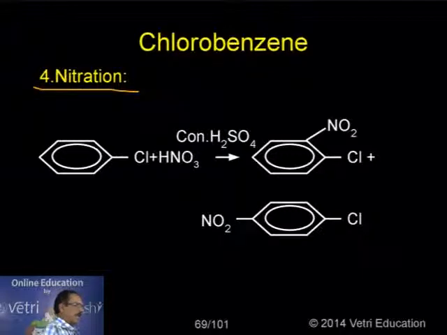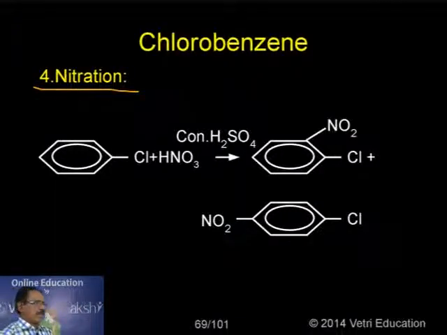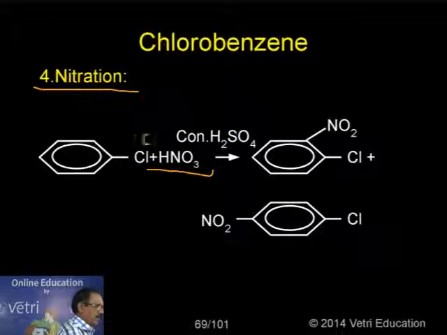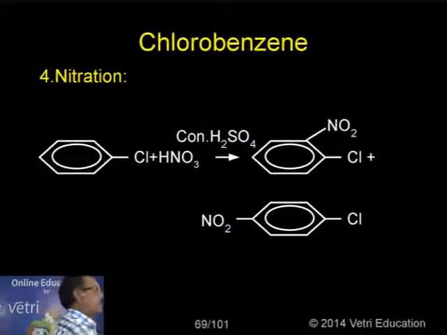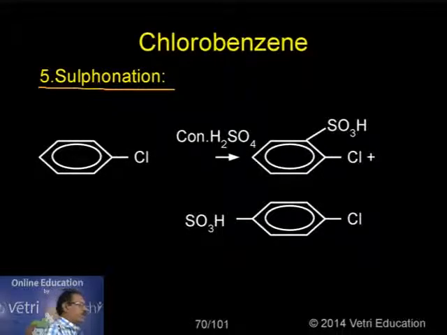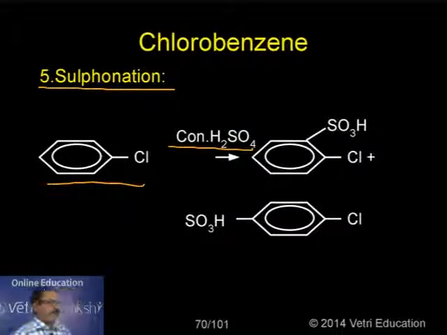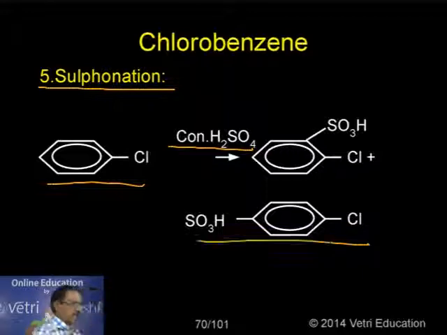Coming to nitration. Chlorobenzene reacts with concentrated nitric acid and concentrated sulfuric acid to produce a mixture of ortho and para nitro products, that is orthochloronitrobenzene and parachloronitrobenzene. So 2 products will form always. Finally, coming to sulfonation, chlorobenzene reacts with concentrated sulfuric acid to produce orthochlorobenzene sulfonic acid and parachlorobenzene sulfonic acid. Again, a mixture of products.